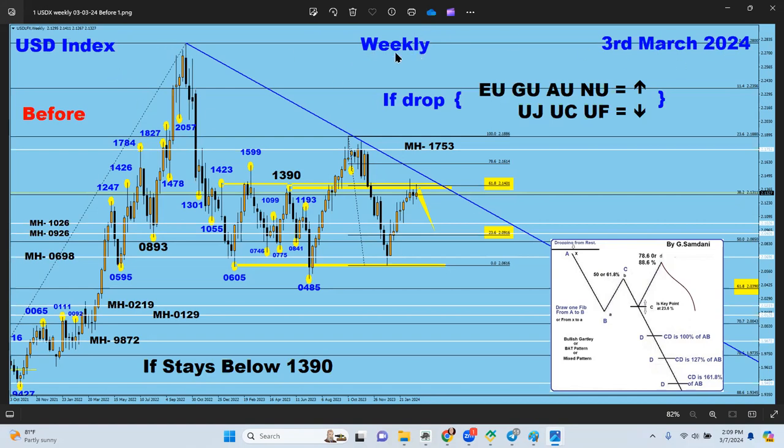US dollar index weekly chart. I made this one on March 3rd, this month, and I said that this is what the picture is. 1390 was in question here. If it stays below 1390, this might happen.